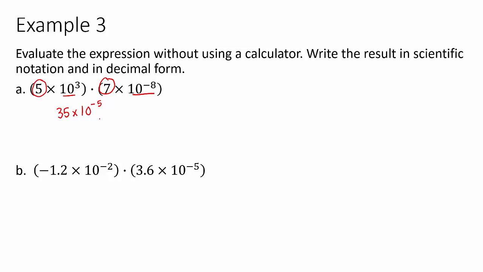This is not proper scientific notation. I want to change it so that it's 3.5. Whenever I move the decimal over from the 35 to make it 3.5, I've just made this number smaller, 35 to 3.5. That's smaller, so it adds 1 to my exponent. -5 plus 1 gives me -4.